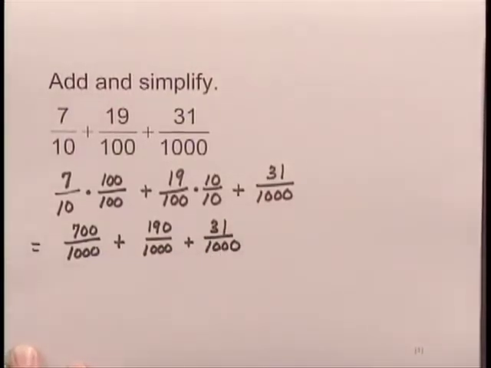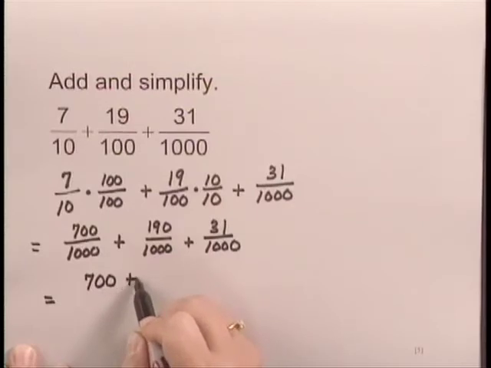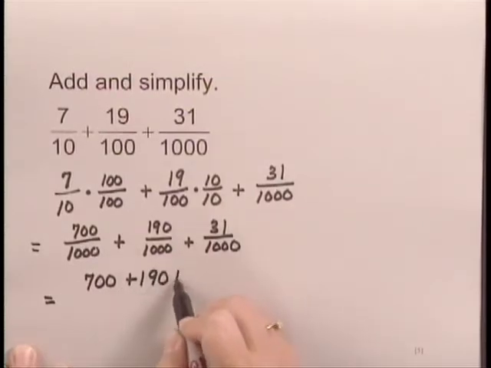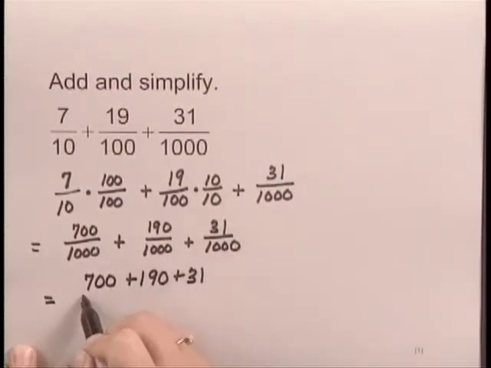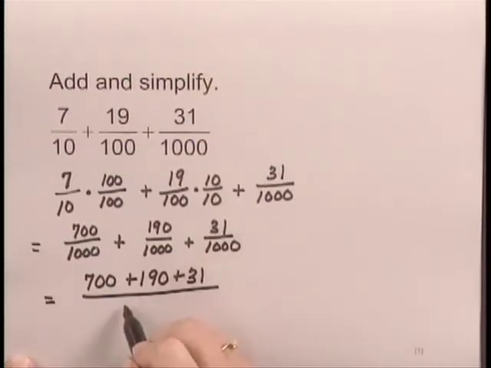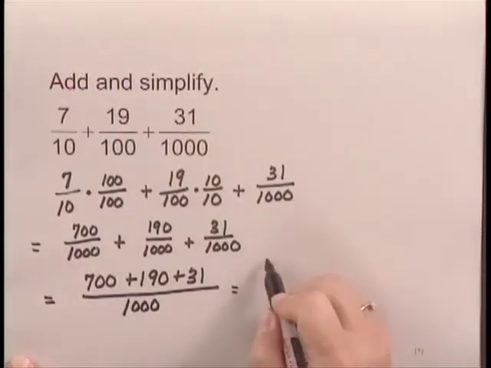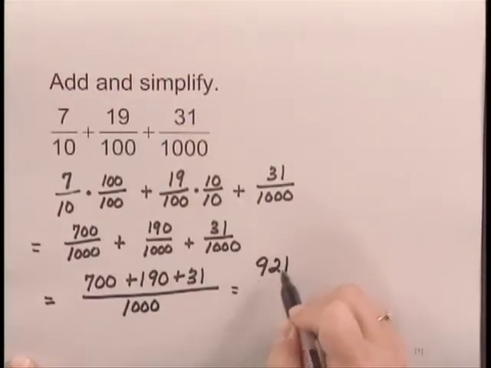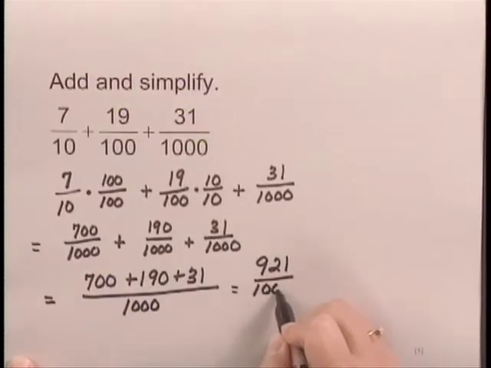Now that we have a common denominator in each of the three fractions, we can add the numerators. 700 plus 190 plus 31, all over the common denominator, 1,000. And adding the numerators, we get 921 over 1,000.